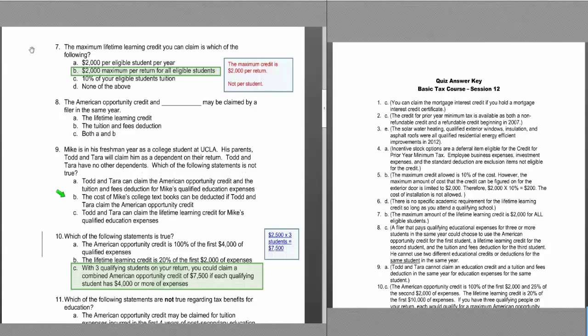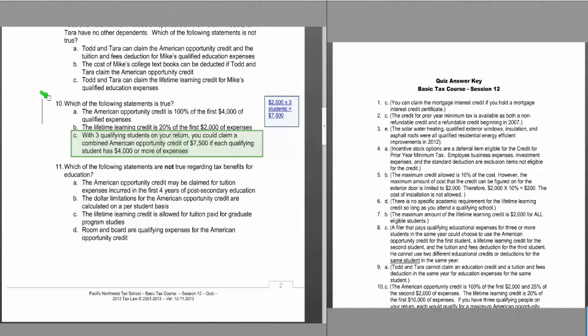Moving on to question number seven. The maximum lifetime learning credit you can claim is which of the following? A, $2,000 per eligible student per year, B, $2,000 maximum per return for all eligible students, C, 10% of your eligible student's tuition, or D, none of the above. And of course, we have to look to the type of credit this is. For the lifetime learning credit, the maximum qualifying expense is $10,000, and the percentage rate on that expense is 20%. So the maximum credit is $2,000 that you could claim in any one year on your tax return, regardless of the number of students, B being the correct answer.